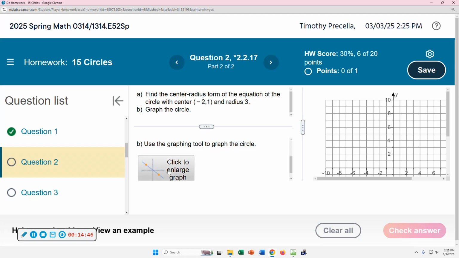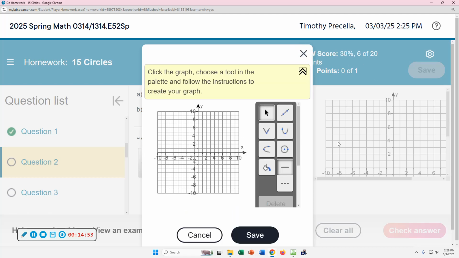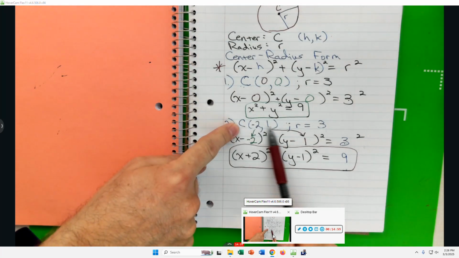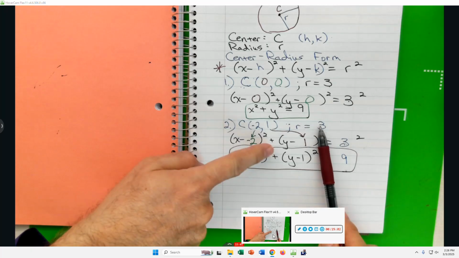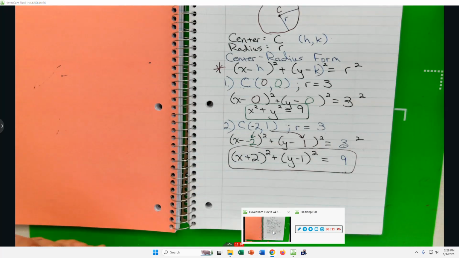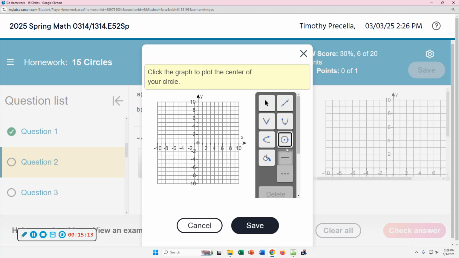Click to enlarge. And realize you're not using the equation to draw a picture of the circle. You need the center and the radius. The center is at -2, 1. And then we're going to have to count 3 units, either up, down, left, or right, to get to the edge of the circle. So, first thing we do, click the circle tool. Then you click the center. The center is at -2, 1.